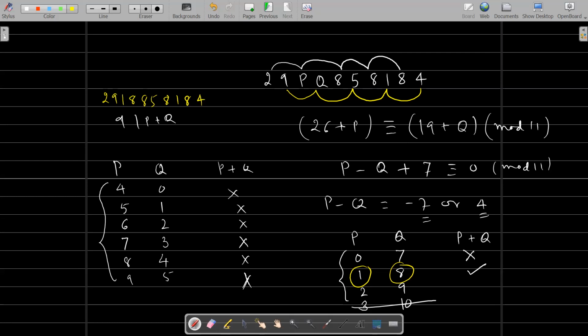Let me quickly check if this number is really divisible by 792. Just a minute. 2, 9, 1, 8, 8, 5, 8, 1, 8, 4 divided by 792. Yes, sir, that's completely divisible. So we are correct. Fine.